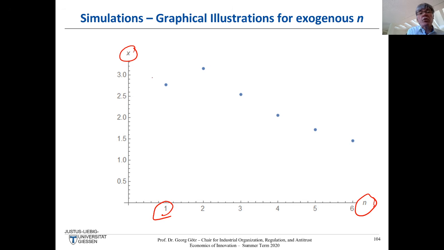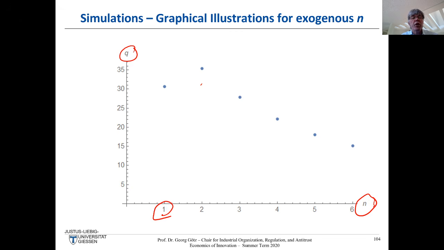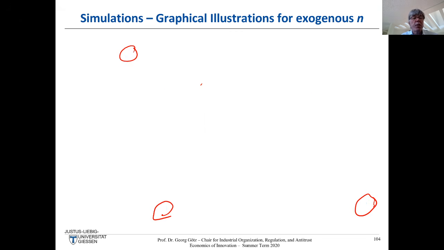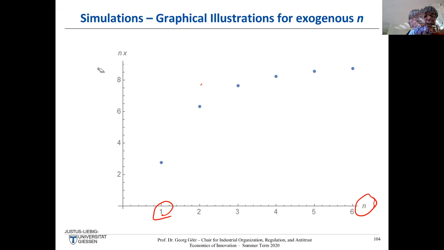R&D expenditure goes down. However, I'm really bad at drawing this here, if I have to do it with a tablet which is not flat, and this is now a flat curve. Anyway, what you see is increasing N means lower X. It also means lower Q. Okay, more firms. But what I get here, and I have to raise it, N times X increases.